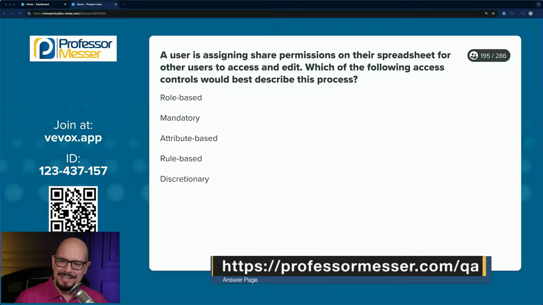Hopefully you do. If you think you know the answer, there's the URL on your screen. Please no answers in the chat room. You want to go to professormesser.com/QA to answer this particular question. See if you know it. In fact, you may have done this before. You may have created a spreadsheet, and you may have assigned users to it, and you may have assigned permissions for each one of those users.